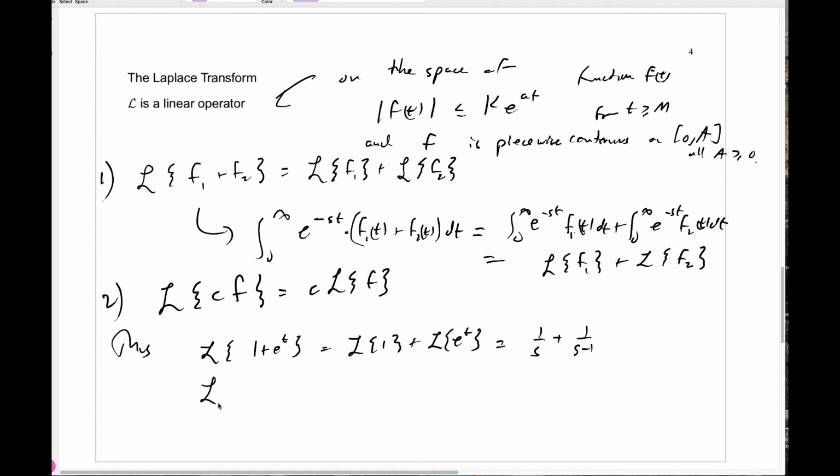What if I want the Laplace transform of 4 plus 3 e to the 2t? Well, you can see already, and you can do this easily in your head, the Laplace transform of 4 is just 4 times the Laplace transform of 1. So we have 4 over s. The Laplace transform of 3 e to the 2t is just 3 times the Laplace transform of e to the 2t, which is 1 over s minus 2.